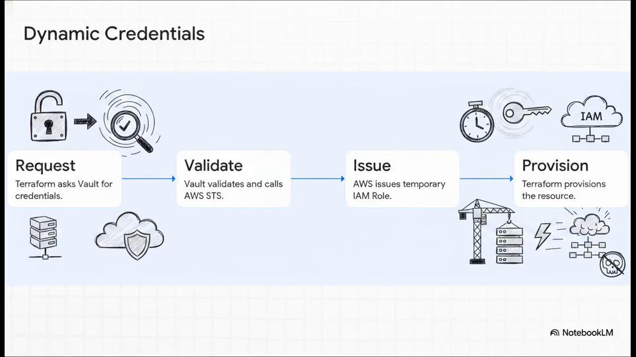Here's how this dynamic dance works, step by step. First, Terraform asks Vault for access. Second, Vault checks the request and pings the AWS Security Token Service. Third, AWS spins up a temporary IAM role, one that might literally only exist for a few minutes. Fourth, Terraform uses that temporary role to provision the resource, like an EC2 instance. The second the job is done, those credentials vanish into thin air, leaving zero footprint.